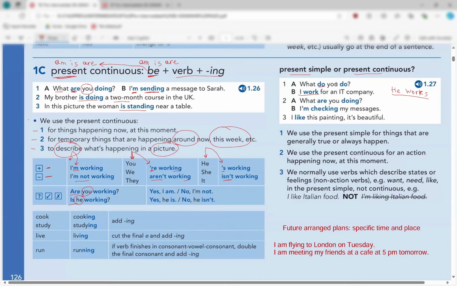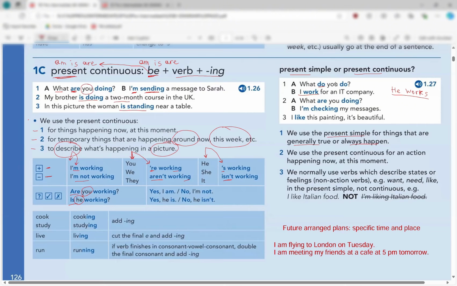We use present simple to tell you things that are generally true or always happen. It means a routine, something repeated, general information. When we talk about that, we must use present simple. Like, what do you do? What is your job? I want to ask about the job that you do. You know, I work for an IT company. Look, I work for an IT company, like a permanent job.